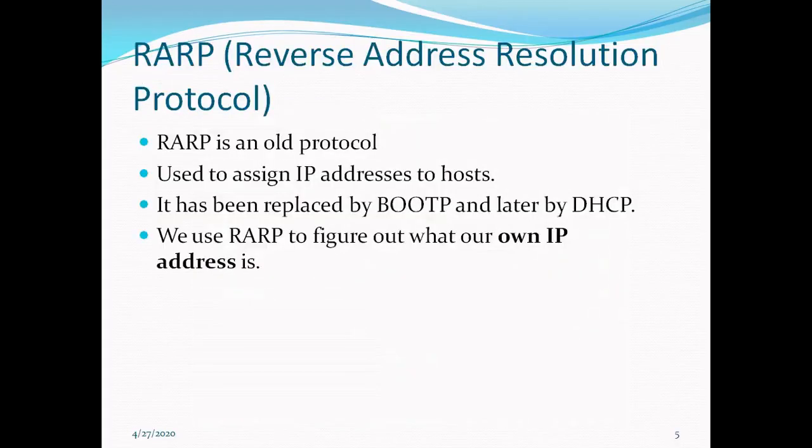Like this, we have one more protocol which is called RARP, or Reverse Address Resolution Protocol. Basically this is a very old protocol used for old machines. This protocol can be used to identify the IP address of the host itself. This protocol is later replaced by BOOTP and DHCP protocols. We use RARP to figure out what our own IP address is.